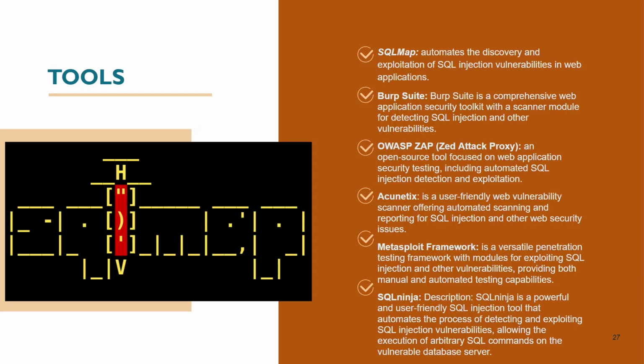Now, let's talk about the tools that we can use to exploit SQL injection. One of the most common tools is SQLmap, which automates the discovery and exploitation of SQL injection vulnerabilities in web applications. We can also have Burp Suite, which is used to perform dynamic exploitation of SQL injection. We can also have OWASP ZAP, which is very similar to Burp Suite. We have Acunetix, we have Metasploit framework modules, we have SQLNinja, and we're going to be using some of these tools in our subsequent videos in this series.